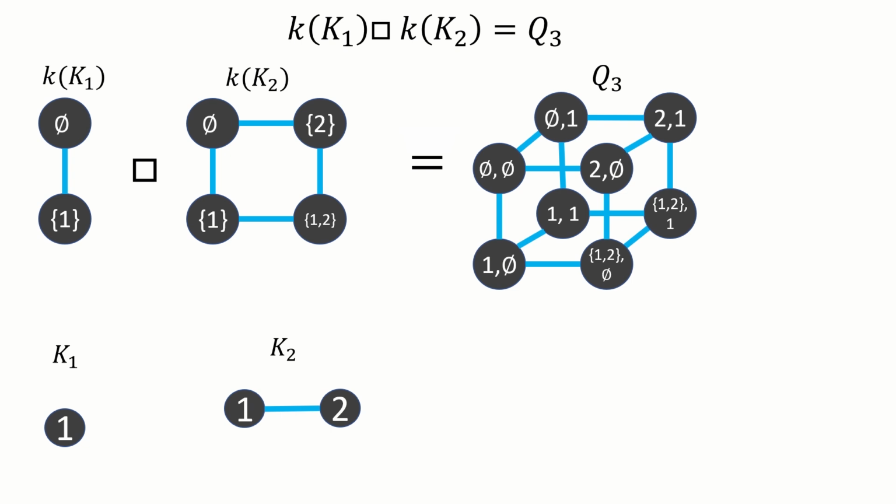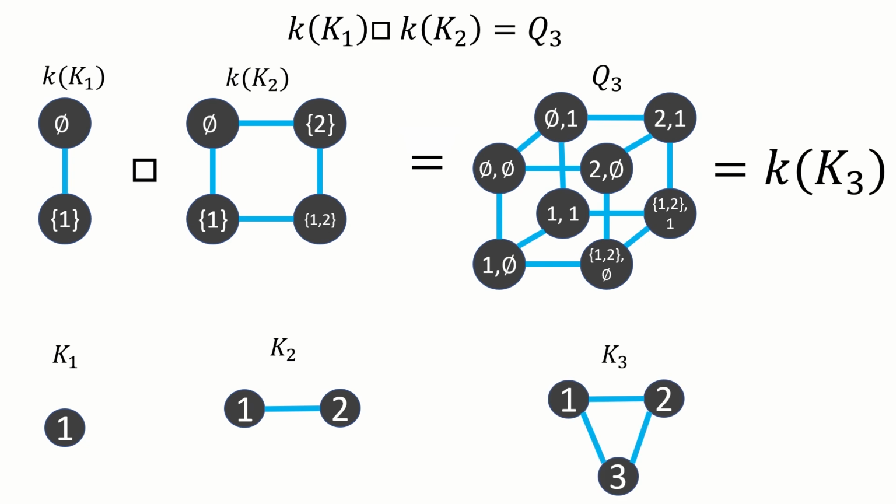What's really interesting about this is that Q sub 3 is itself a simplex graph. Specifically, it's the simplex graph of the complete graph on three vertices. Already, you can start thinking about when the product of two simplex graphs produces a simplex graph, and whether or not this is always the case.